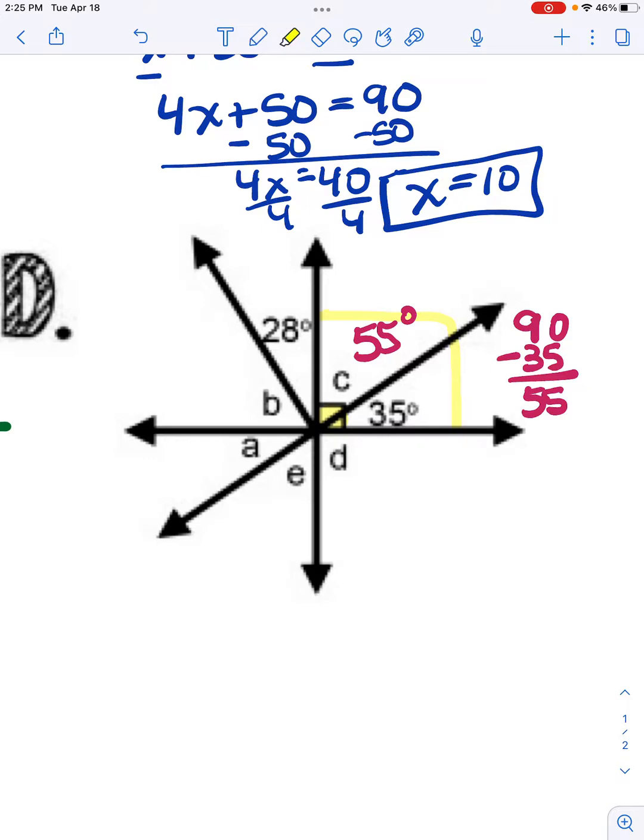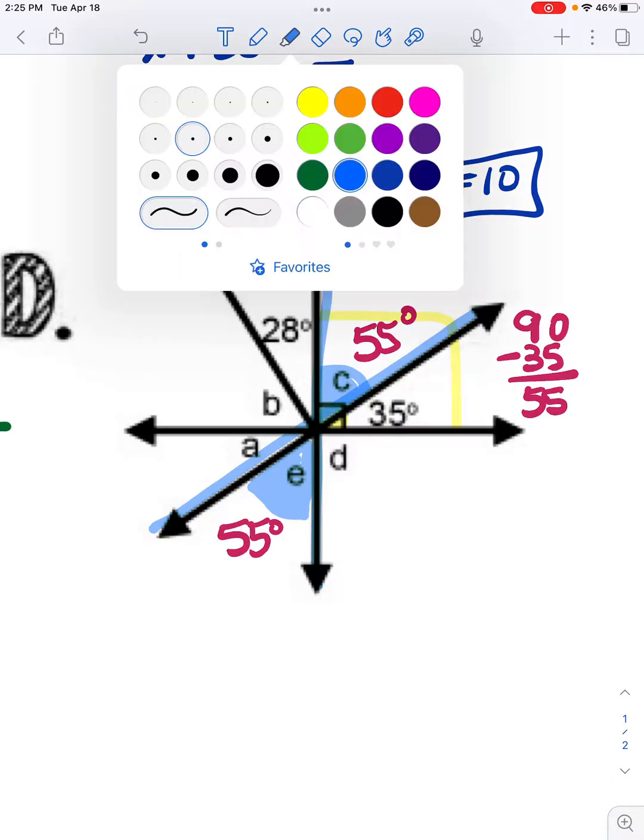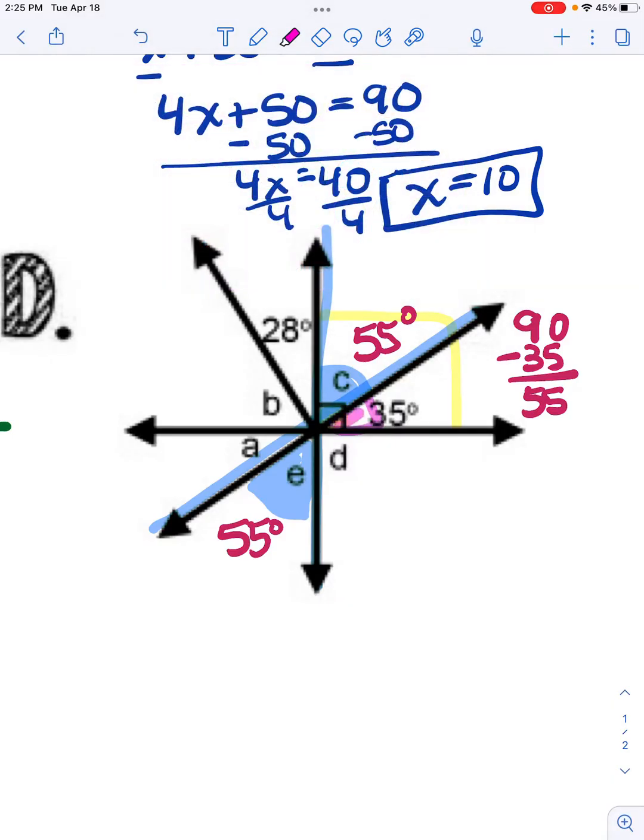What else would be easy in this picture? Let's look for vertical angles. We love vertical angles. This angle right here is vertical to angle E. How do we know? Because they're across from each other when we make a big X like this. So that means they're equal. So this one's also 55 degrees. What else do we know? Are there any other vertical ones? There are. There's this one and this one. So A and 35 are equal to each other because they are vertical angles. So this one is also 35.